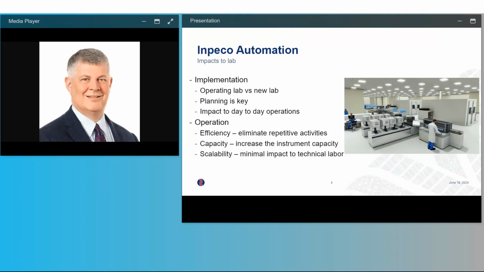So what are the impacts to our laboratory? Let's start with implementation. I can't overestimate the impact that you're going to feel in your laboratory when you're putting this system in. If you're going into a greenfield laboratory, that's great. You're not going to have the issues that I'm talking about here. You're not going to see the same level of complexity. But we have an operating laboratory, and like most laboratories, we don't have an overabundance of space.